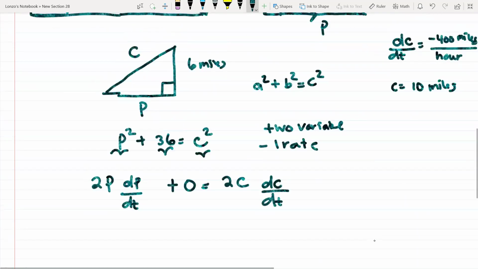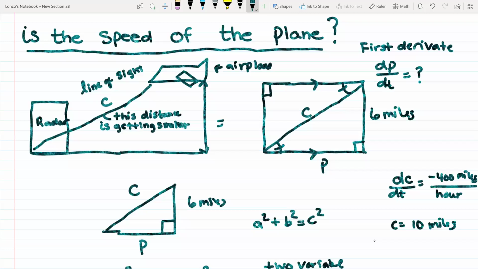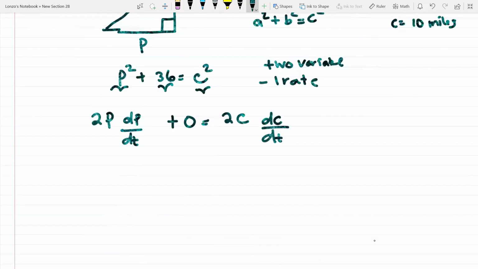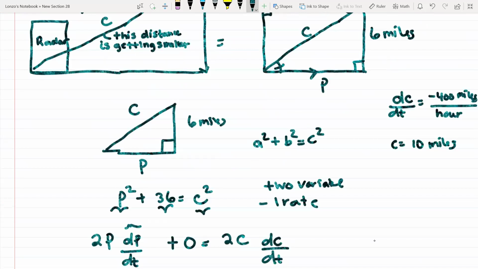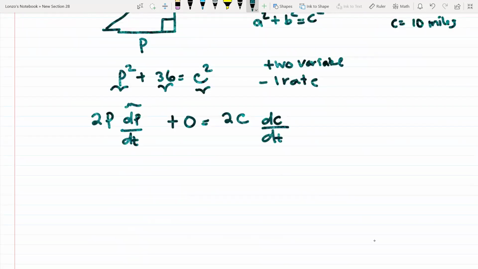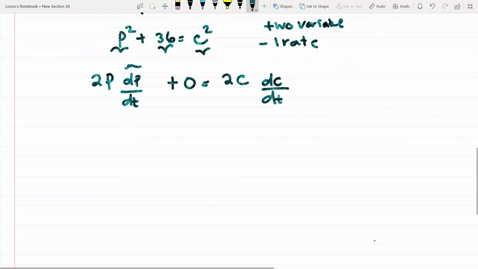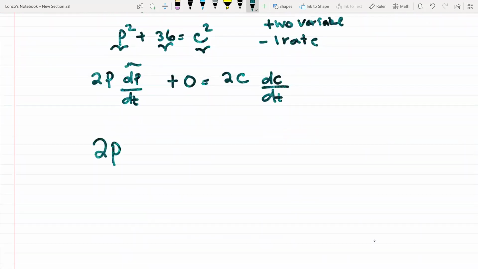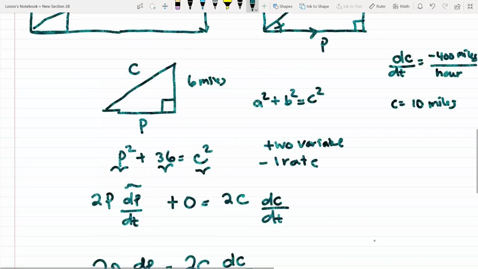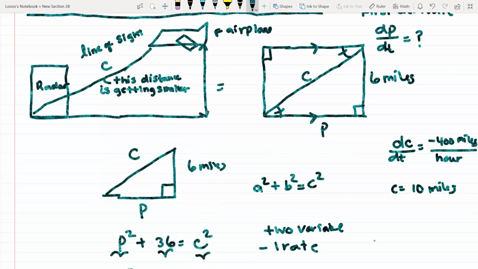So what are we trying to find? We said before we were trying to find the speed, dp/dt. So dp/dt, that's what we're trying to find. And I guess we can plug in our dc/dt as negative 400 miles per hour. So let's clean this up. Let's rewrite this as 2p dp/dt equals 2c dc/dt. Okay, so we are trying to solve for dp/dt.